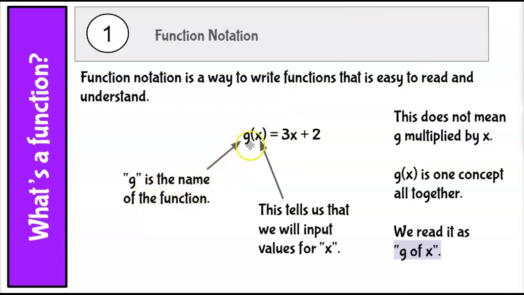G is the name of this function. This letter in here tells us what we will input values for. In this case, we're going to input values for x. It's important to recognize that this does not mean g multiplied by x. G of x is one concept altogether. So if you see two letters and one of them's in parentheses and it's next to an equal sign, we're talking function notation. We read this g of x. So whatever this letter is, of x.